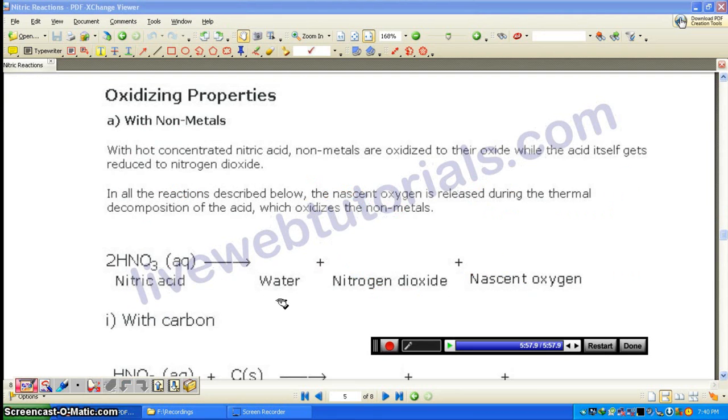Now, oxidizing properties of nitric acid. Because nitric acid liberates nascent oxygen, it is a very strong oxidizing agent. We are going to see the oxidizing property of nitric acid with various other substances. So this is going to produce water, H2O, nitrogen dioxide, NO2, and we are having here nascent oxygen. So you can just put this 2 over here. There are 6 oxygen atoms, which are getting balanced. So nascent oxygen can be written in brackets. Now this nascent oxygen is responsible for oxidizing other substances. We'll just come down and write these equations.